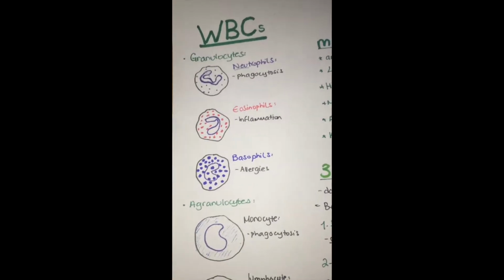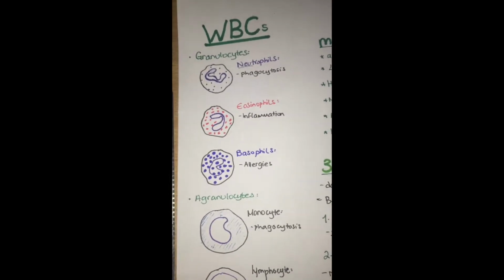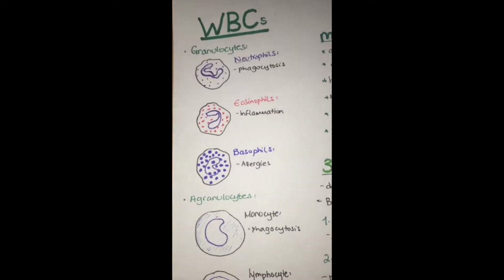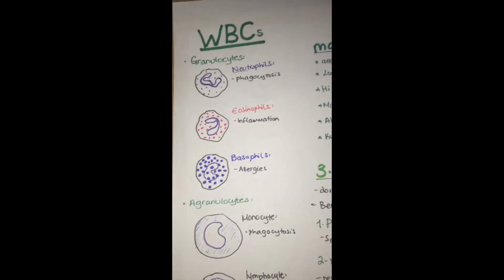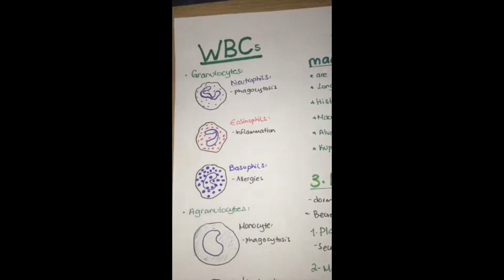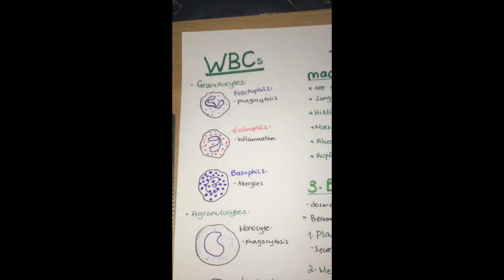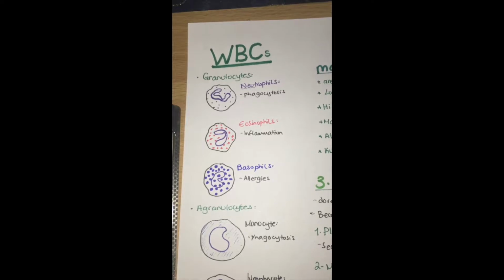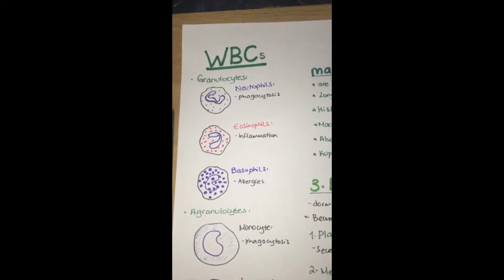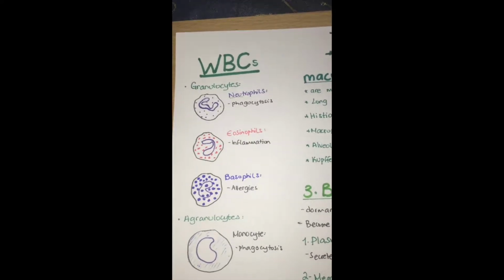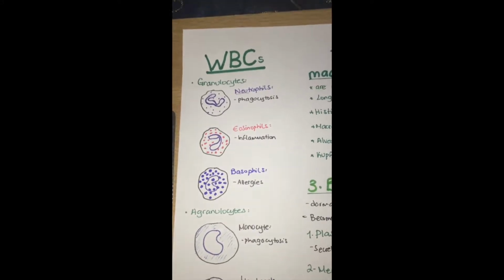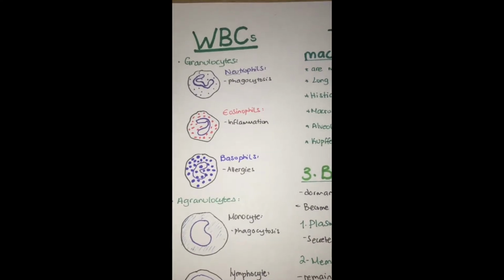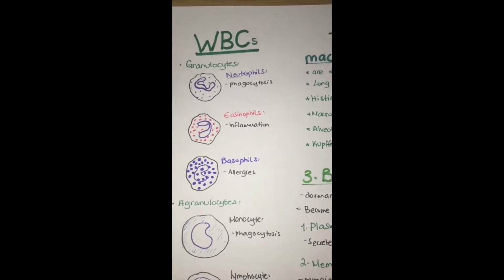The third type of granulocytes are basophils, and the granules in basophils are basic, so they stain blue. Their nucleus is usually 1 lobe, but the thing about them is that the granules are so heavy or so dense or many that they cover the nucleus, so you're not able to tell if it's more than 1 lobe or if it's just 1 lobe. The function of basophils is allergies, so they secrete histamine, and we're going to be talking about that later.